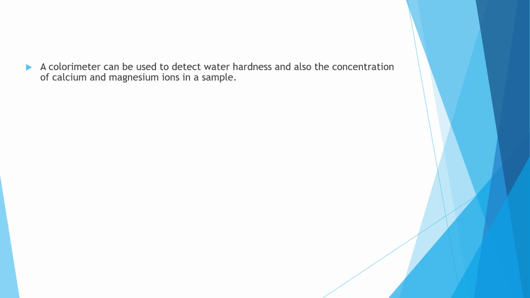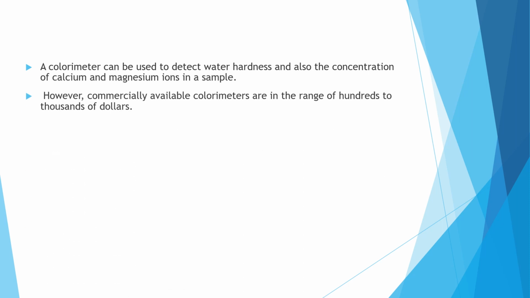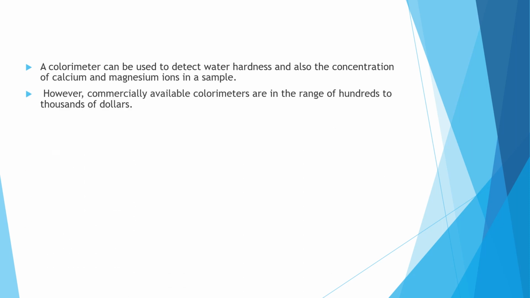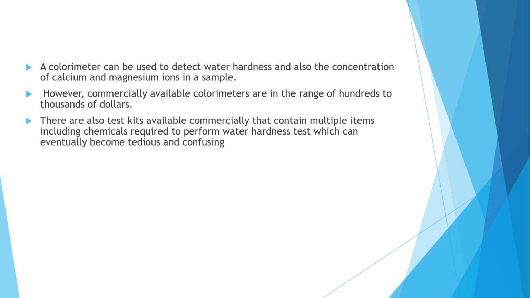This goes more extensively into the introduction. A colorimeter can be used to detect water hardness and also the concentration of calcium and magnesium ions in the sample. However, commercially available colorimeters cost hundreds to thousands of dollars. They are very costly, so a lot of people can't use them.